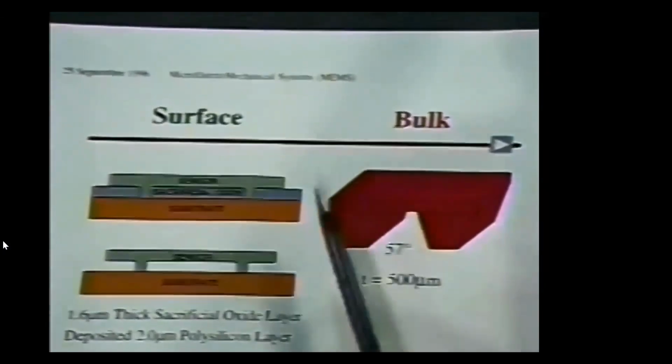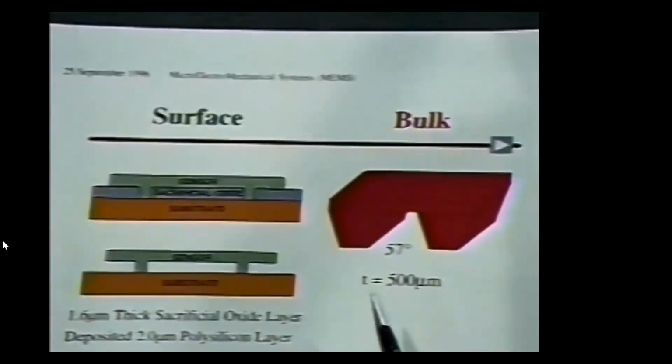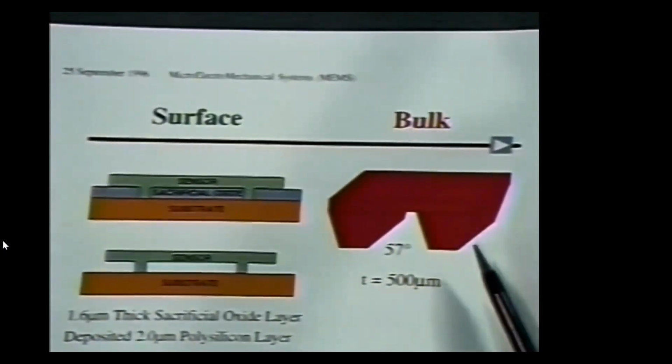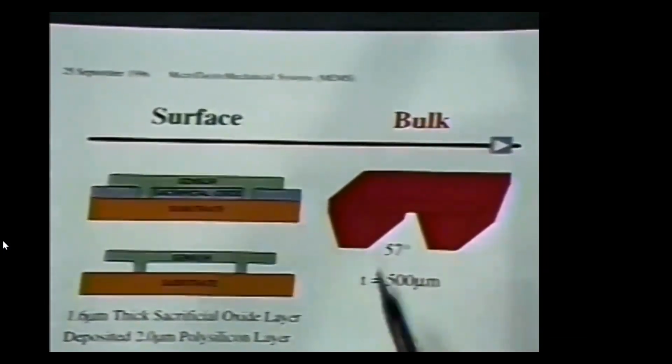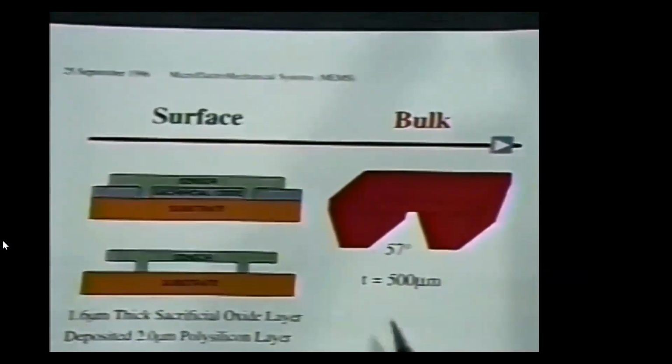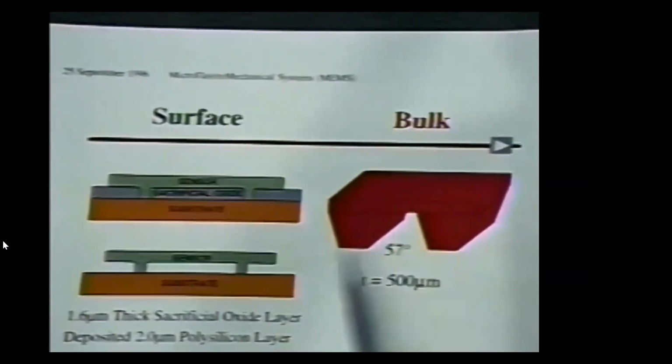In the case of bulk micromachining, one of the characteristic dimensions is the thickness of the silicon substrate, and typically 500 microns, on the order of 0.5 millimeter, is the characteristic dimension. So if you want to make small devices and you want to make integrated devices, as was our intent, the choice of surface micromachining was fairly natural.